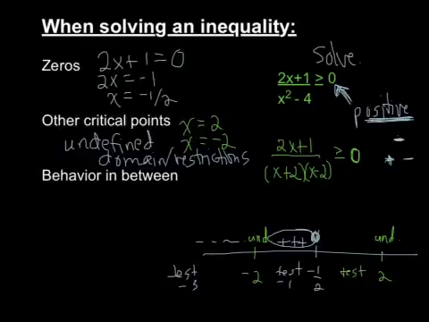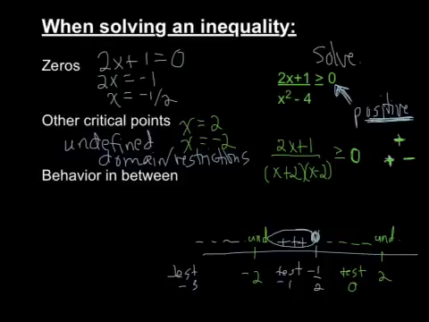Now let's test my favorite number in this interval, which is 0. 0 in the numerator gives us a positive 1 result. 0 in this factor is positive. 0 for this factor is negative. These results, when we divide a positive by a negative, will be negative. Again, not part of my solution set because I don't want negative outputs. I would like to know where the function has positive outputs.